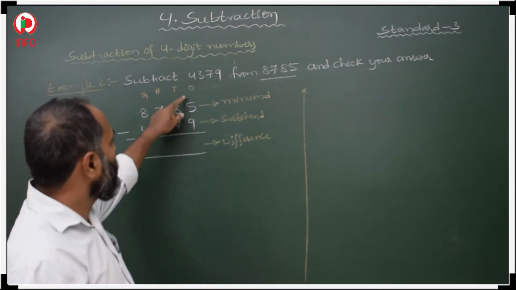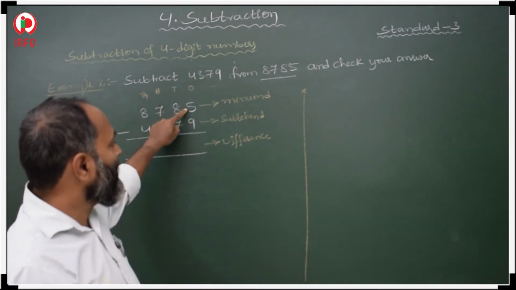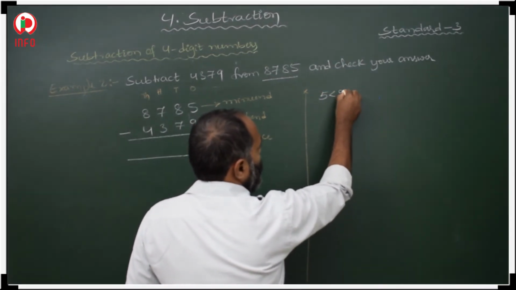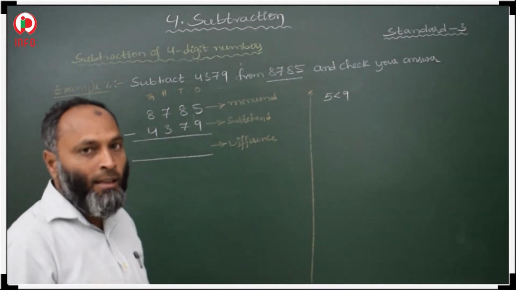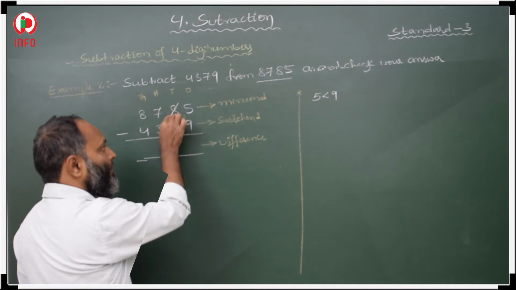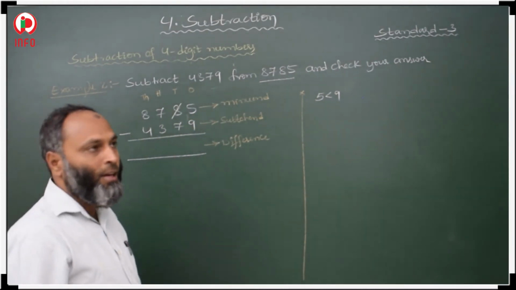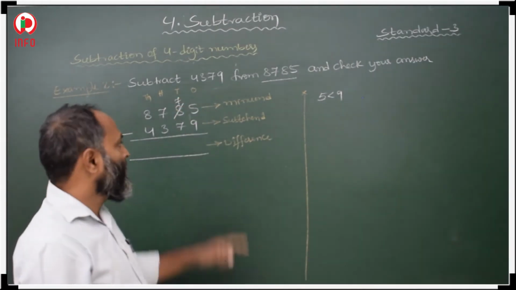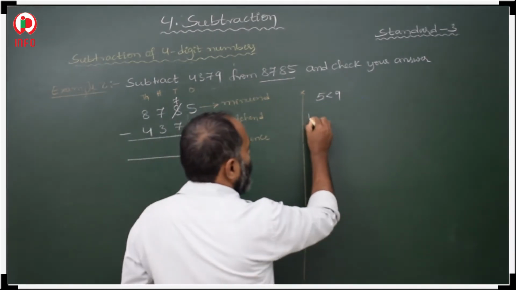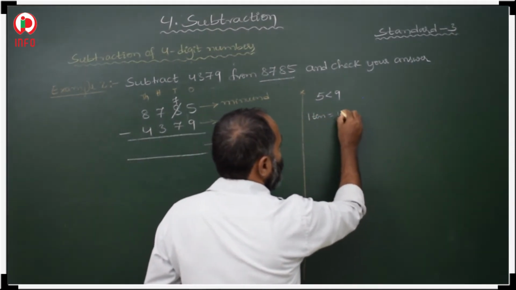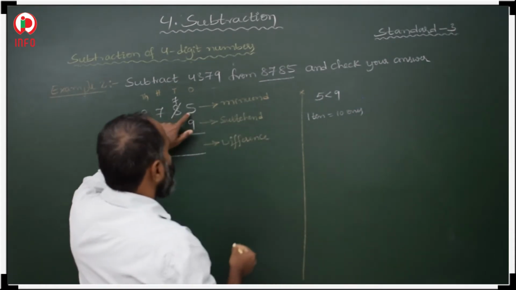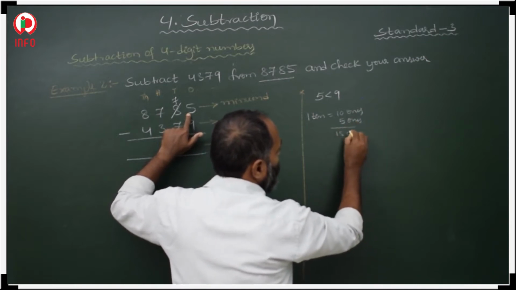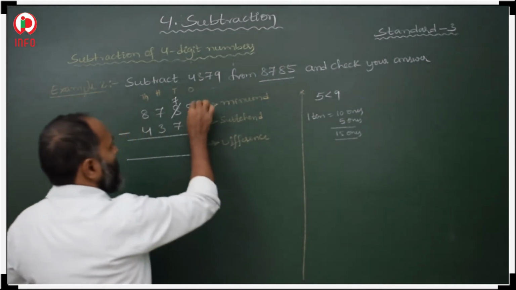So we start from ones place. In ones place, 5 and 9. 5 is less than 9. If 5 is less than 9, then we have to take borrow from the next place. Here 1 ten, I want to take 1 ten. So here 7 tens left out of 8. Here 1 ten we will get. 1 ten is equal to 10 ones. And how many ones are there here already? 5 ones. 10 plus 5, 15 ones. It makes 15 ones.